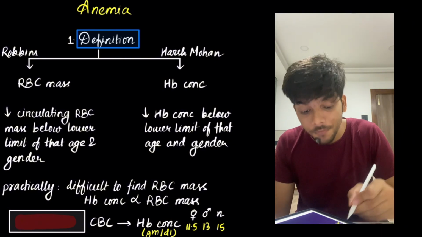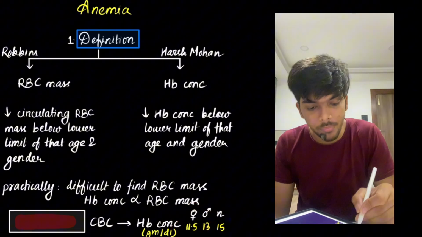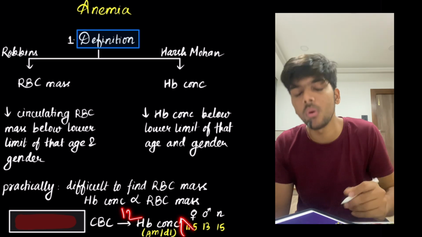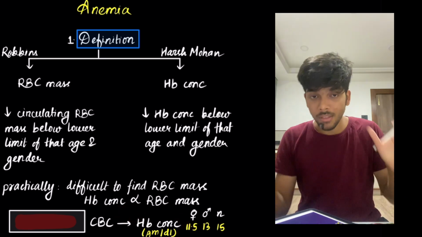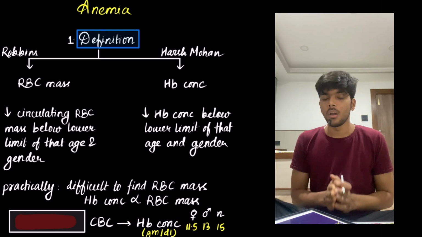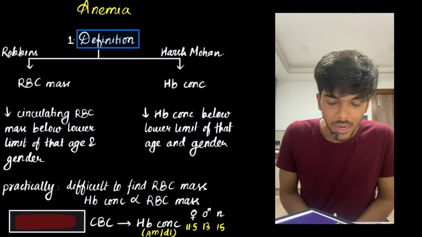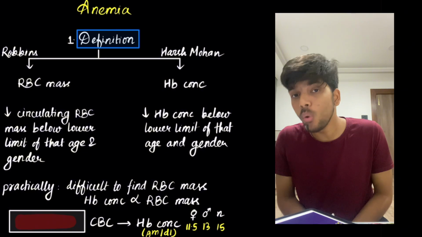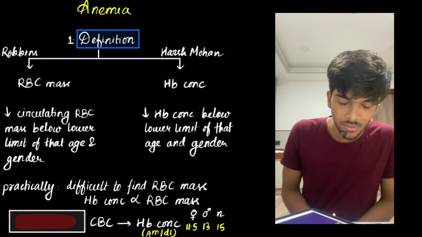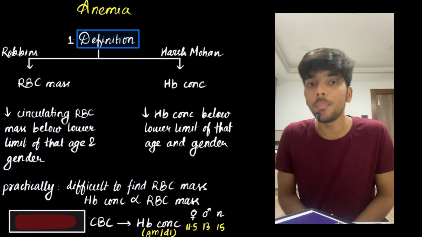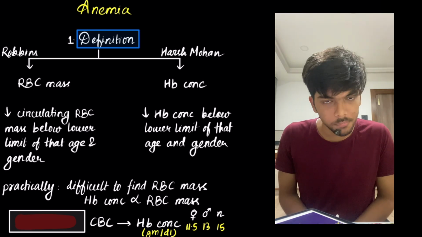But if she is a female, then she is not anemic because 12 is greater than the lower limit 11.5. The final conclusion is, what is anemia? Anemia is when the red blood cell mass or the hemoglobin concentration in an individual of a particular age and gender is below the lower limit.